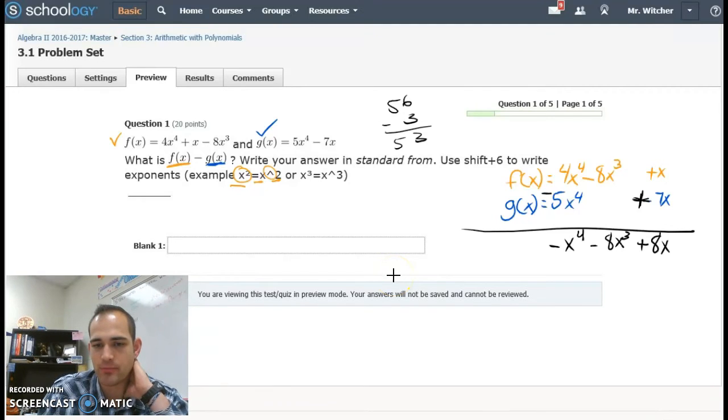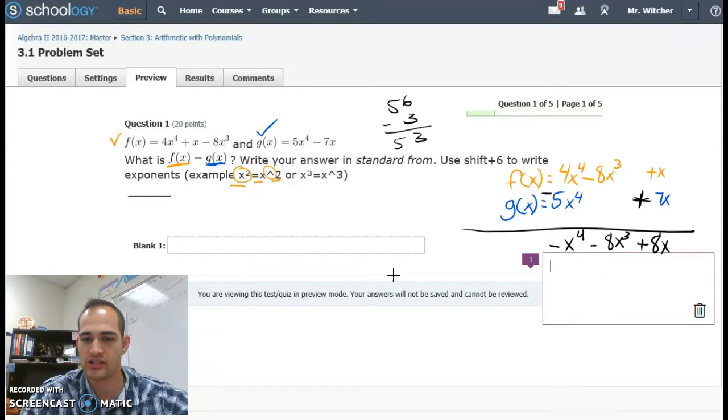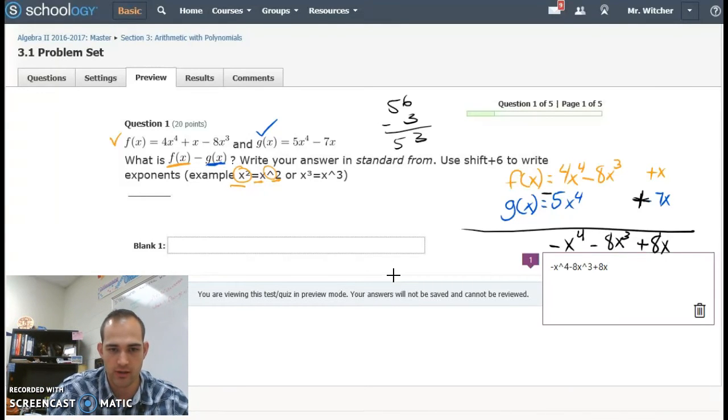So I'll create a text box here. So now that I've written this out by handwriting, if I'm actually typing it in, it's going to look something like this. Negative x, shift 6, that's the caret key, to the fourth, minus 8x cubed plus 8x. So that's what's going to show up in this Schoology box over here, this blank Schoology box, is where this expression that I've typed out will show up.